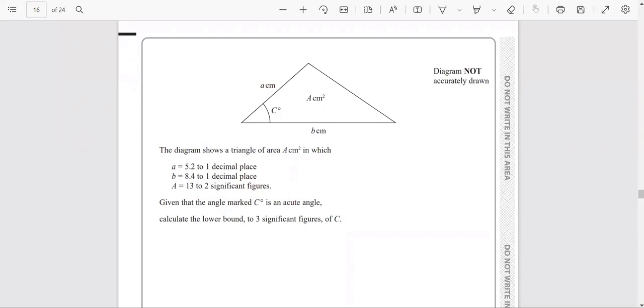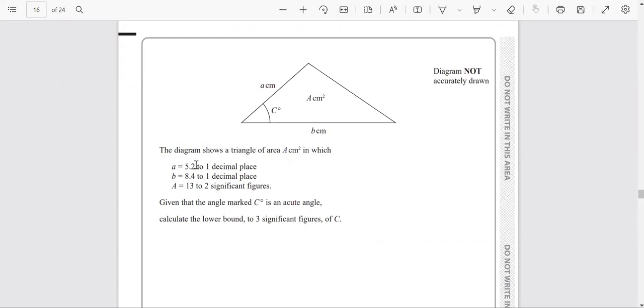Hi, today we're going to talk about limits of accuracy, which is a very important topic nowadays. As you see the questions, they include trigonometry, not only direct questions on limit of accuracy, which is known as bounds. So let's see the example in here.